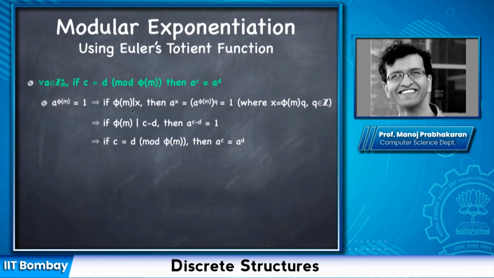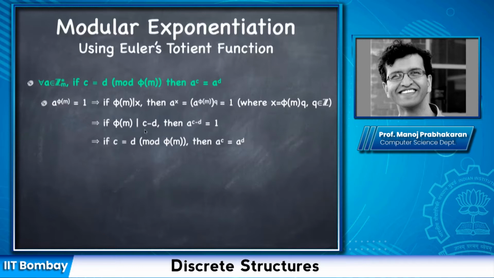And just to rewrite this, let me substitute x as c minus d. So, for any c and d, this is true if c minus d is a multiple of phi m. Then a to the c minus d equals 1. So it's just using x as c minus d.